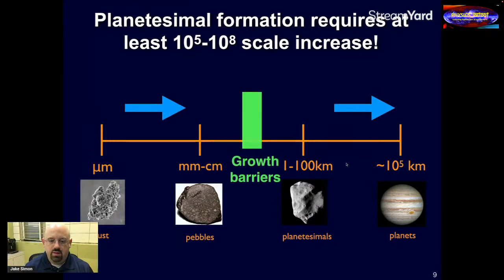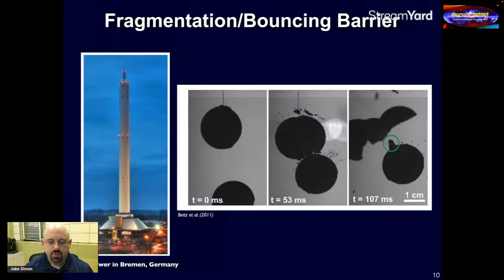The problem is that there are growth barriers between these two stages. So this is sort of a cartoon to represent that, but what are these growth barriers? Well, one in particular, and the only one I'm going to talk about for now, is something called the fragmentation and bouncing barrier, which I'm sort of using to mean the same thing, although they're slightly different.